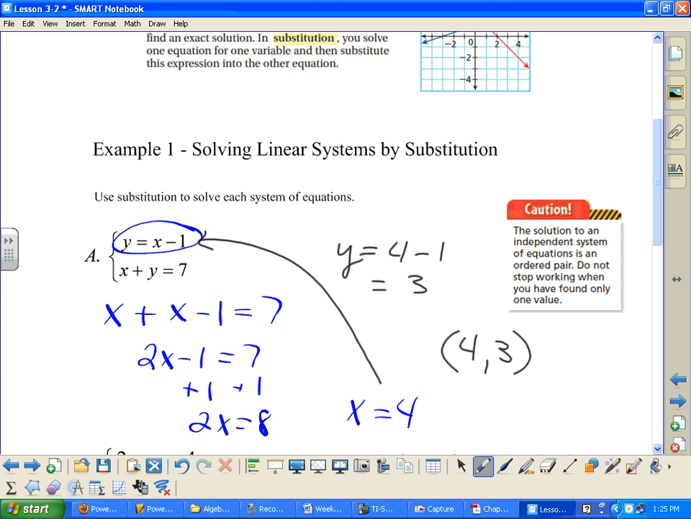So we're doing substitution. We're solving for one of the variables, finding out what it equals, and then substituting that into the other equation and solving. So we want to take where we've had two variables, make it into one, so I can find the point where these lines intersect.